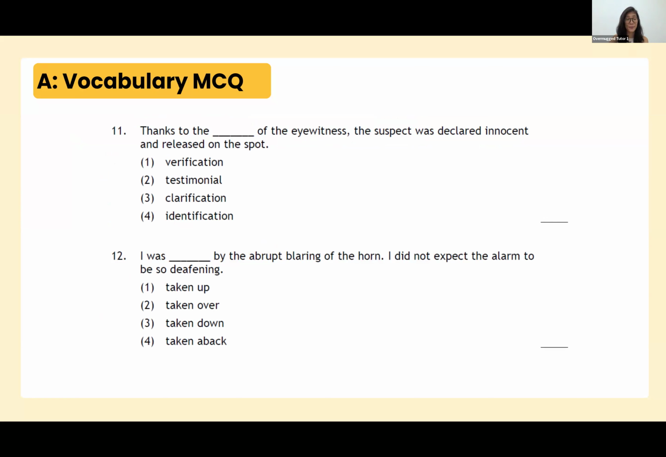Question number 11. Thanks to the blank of the eyewitness, the suspect was declared innocent and released on the spot. In this particular case, the eyewitness did something so that the suspect was declared innocent and let off. So, is it a verification, a testimonial, a clarification, or an identification? In this particular case, let's take a look at verification, which is basically a confirmation of something, right?